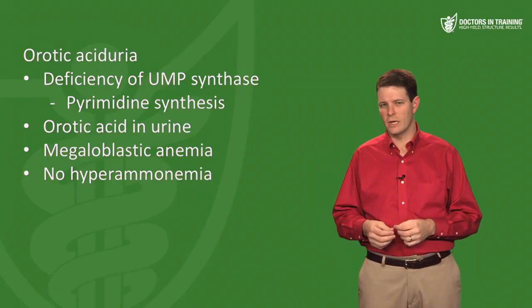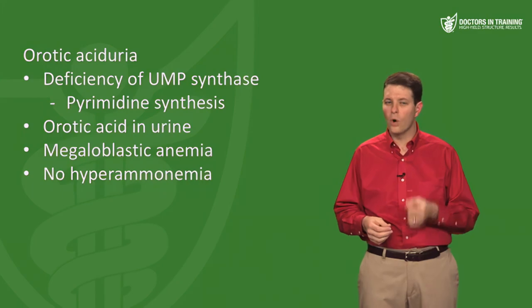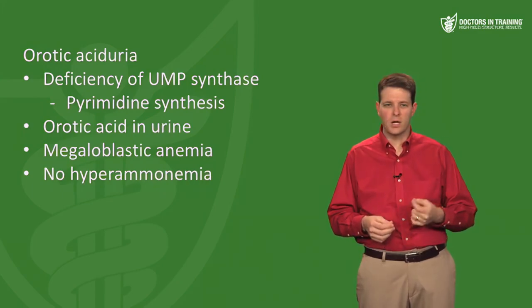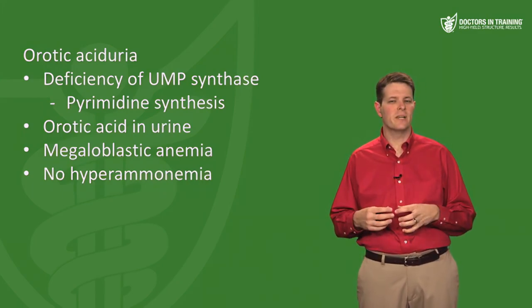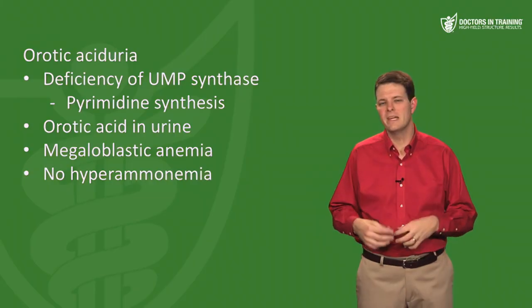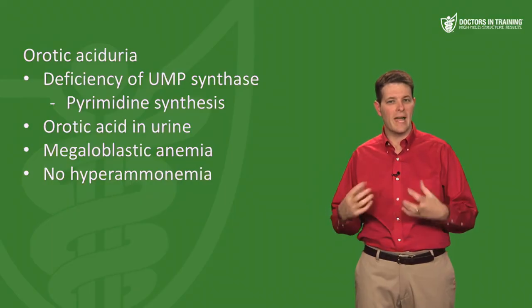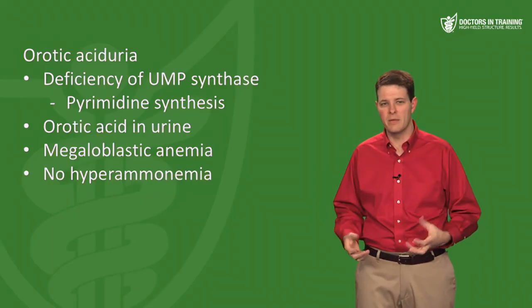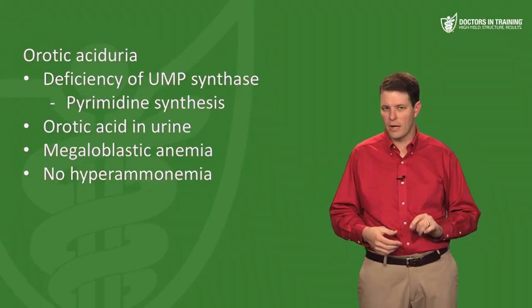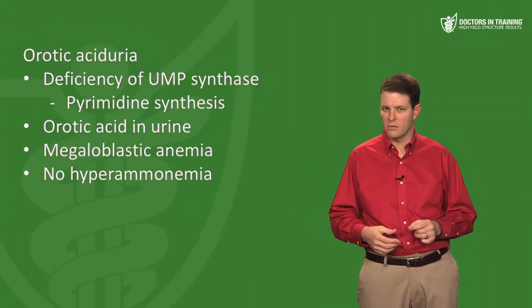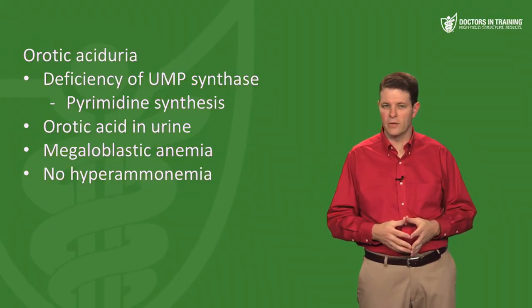Earlier in the course, we also discussed one type of megaloblastic anemia that is not correctable by giving B12 or folate. Remember what that was? Orotic aciduria. We talked about orotic aciduria as a disease related to the deficiency of the enzyme UMP synthase, which is involved in pyrimidine synthesis, where you get orotic acid in the urine and megaloblastic anemia, but you do not see hyperammonemia. Hope that sounds familiar. If not, you should probably go back and review that.